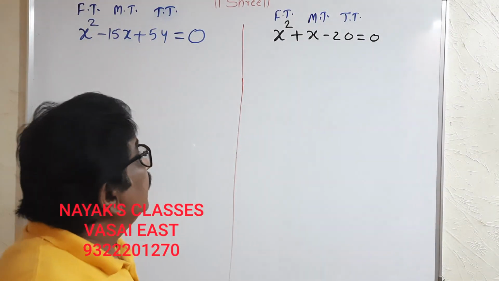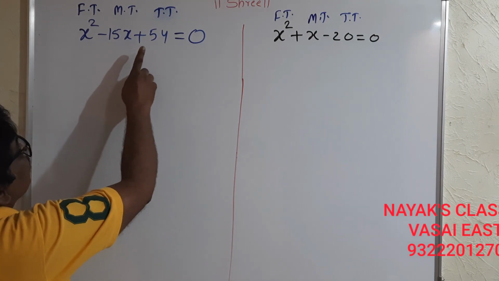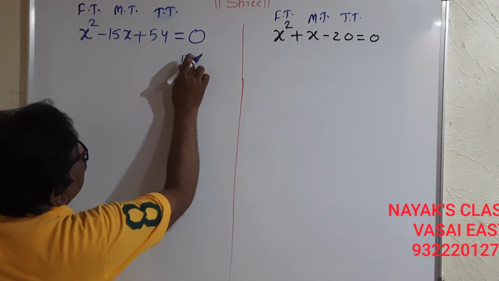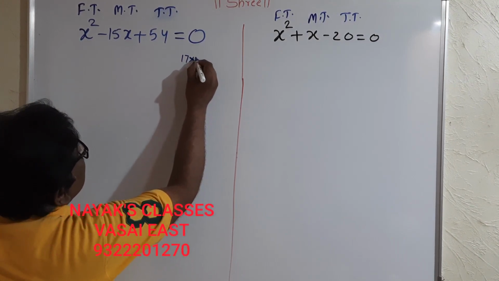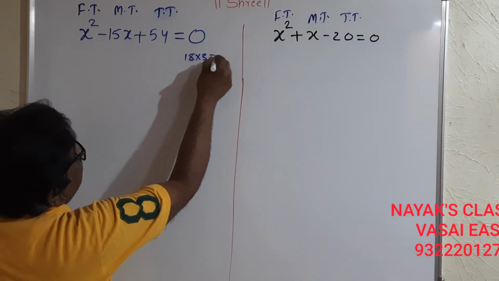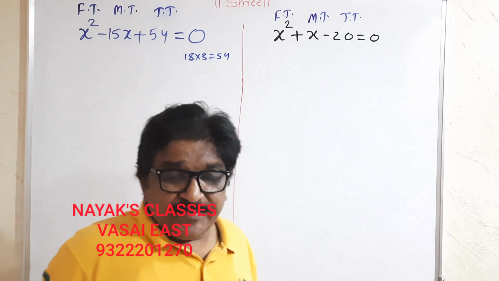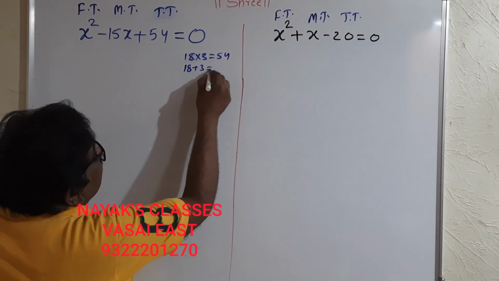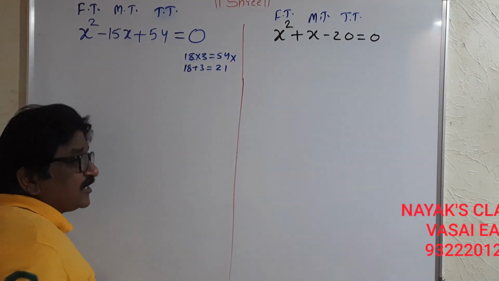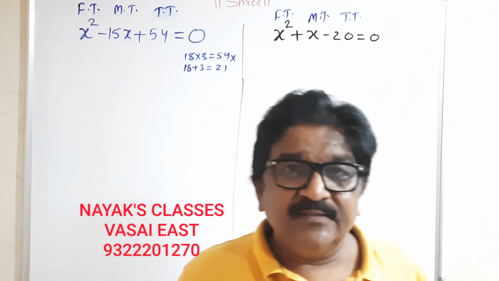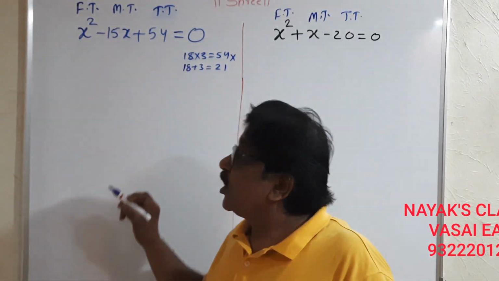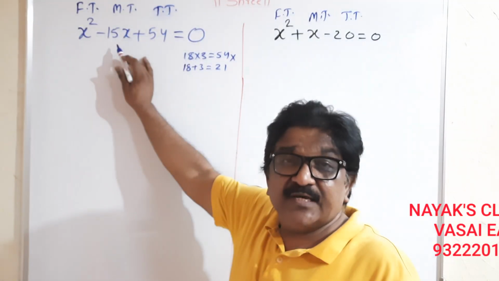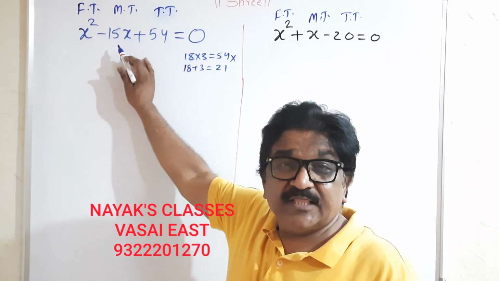What to do now? Splitting this term. This 54 can be written like 18 into 3 is 54. But the sum of 18 plus 3 is 21. So these numbers are not useful. We should find such numbers that the product must be the last term, third term, and the sum must be the middle term. This is called splitting the middle term.